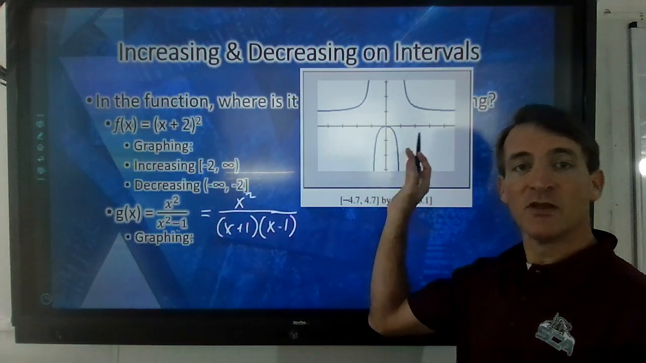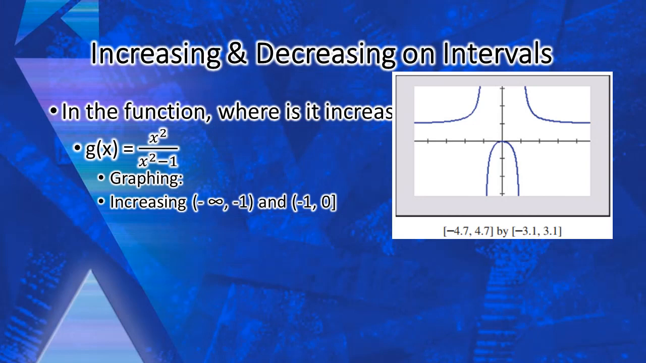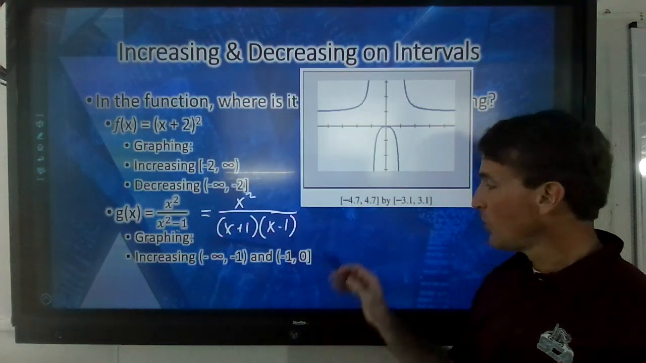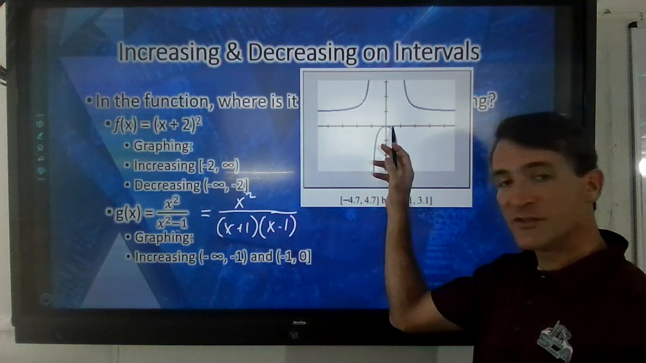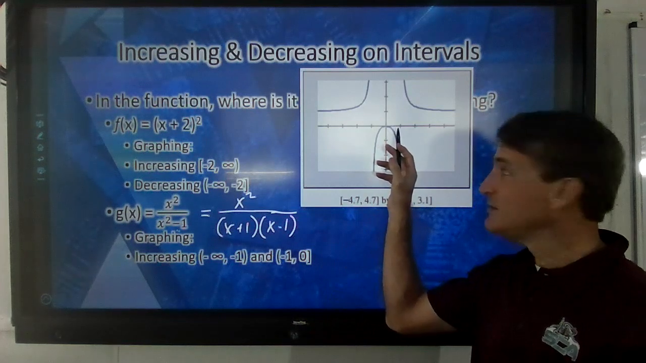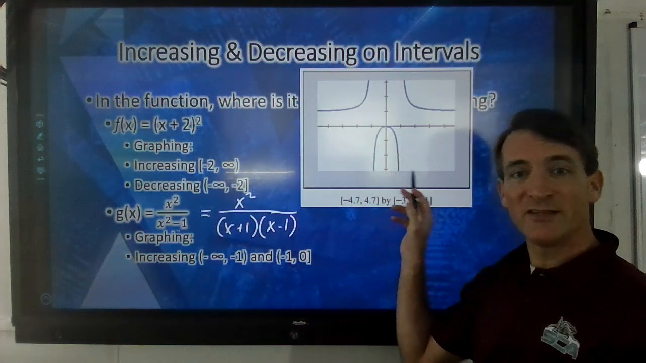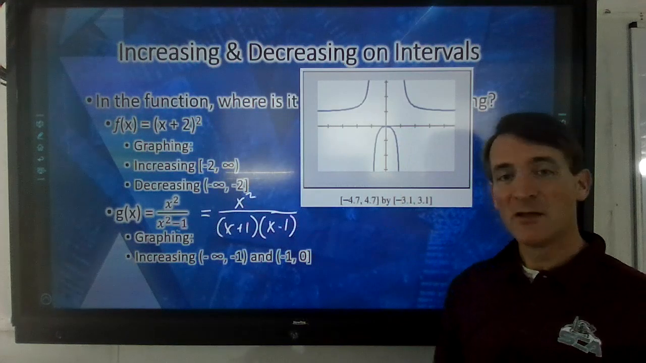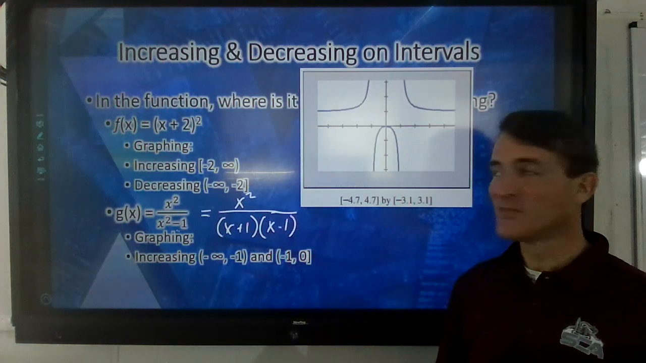Once I hit 0, I'm no longer increasing. Now I'm decreasing. So I have two portions that are increasing. It's increasing from negative infinity to -1, and then from -1 to 0. And again, we included the 0 in this particular case. Now, where is it decreasing? Well, if we continue on, it starts up at 0 and decreases the rest of the way until we get to positive 1, but not including positive 1.